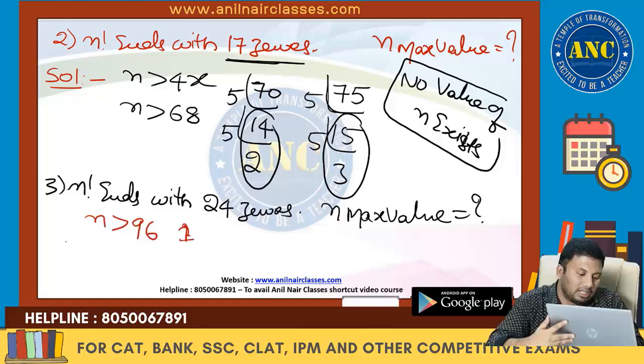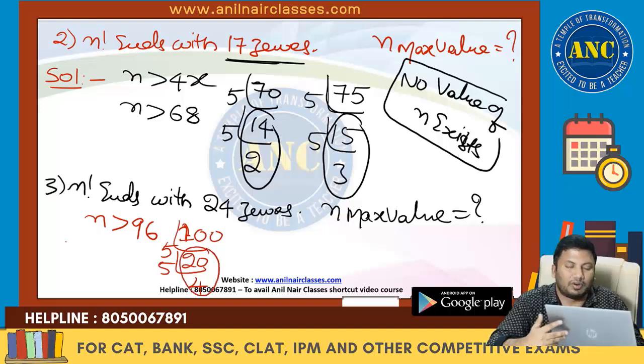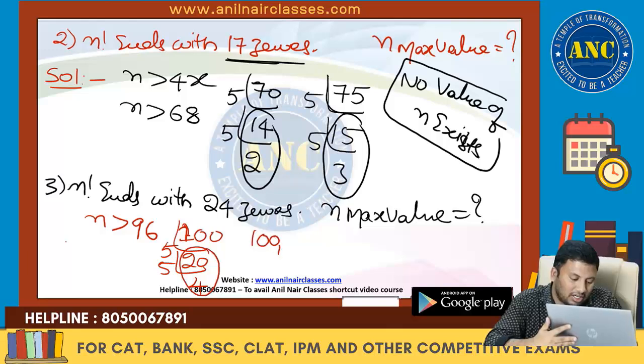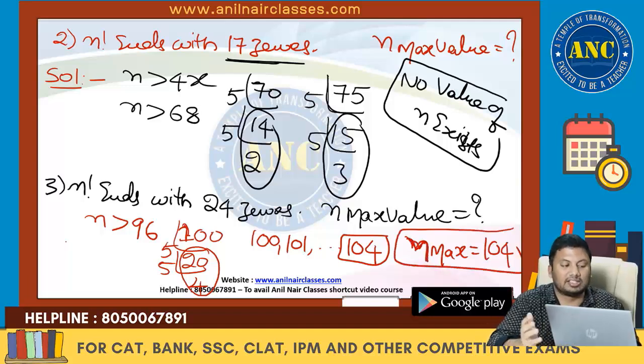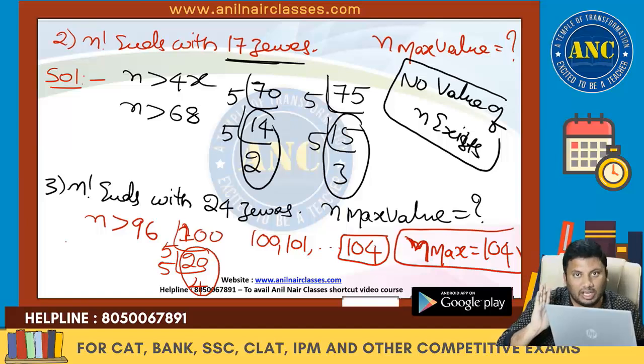So what is the multiple of 5 greater than 96? 100. 5 20s are 100. 5 4s are 20. 20 plus 4 is 24. 24 zeros I got. So this will go on up to the next multiple of 5. What is the maximum value n can take? It is 104.